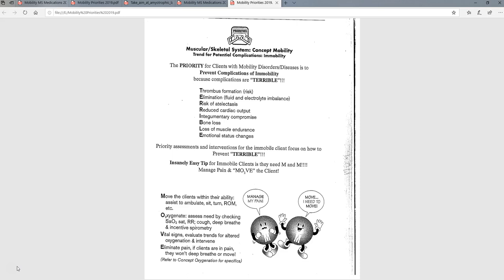So what else do we need to do? What kind of medication do you always give in the hospital every day to prevent that? Heparin. What else? Lovenox. Very good. So elimination, fluid and electrolyte imbalance. Patients that are immobile in the bed have high risk for constipation.